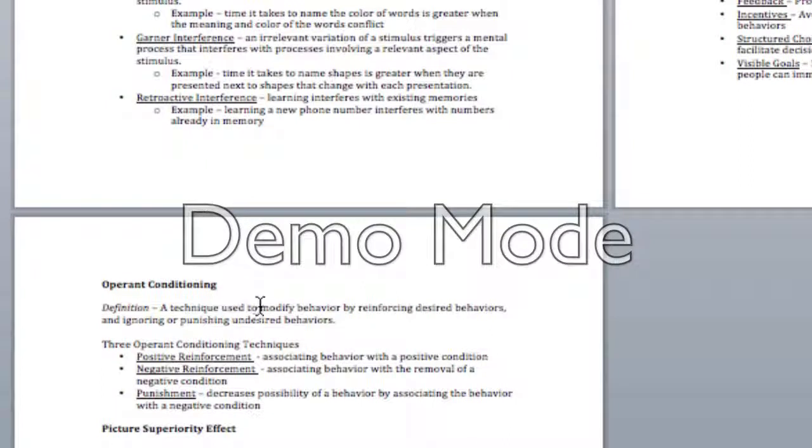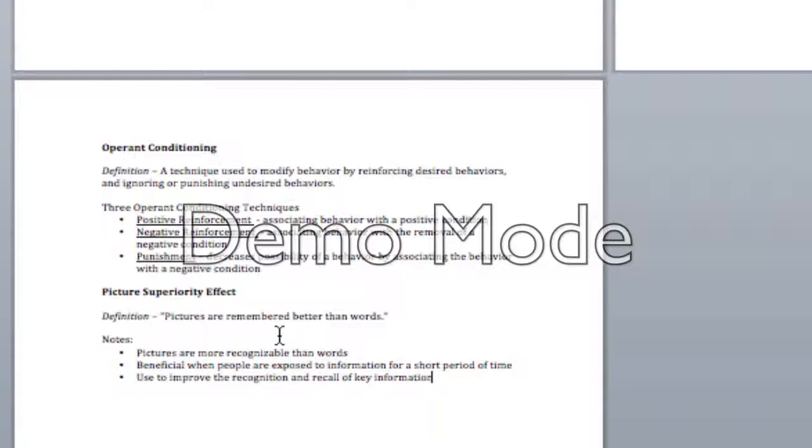My sixth principle is operant conditioning, a technique used to modify behavior by reinforcing desired behaviors and ignoring or punishing undesired behaviors. 3 operant conditioning techniques: positive reinforcement, which is pretty straightforward, associating behavior with a positive condition. Negative reinforcement, associating behavior with the removal of a negative condition. And punishment, decreases possibility of a behavior by associating the behavior with a negative condition.